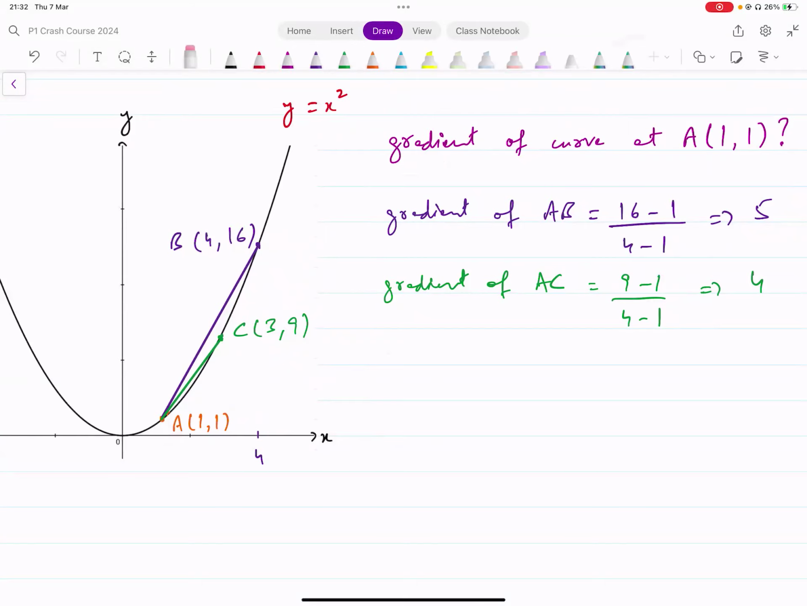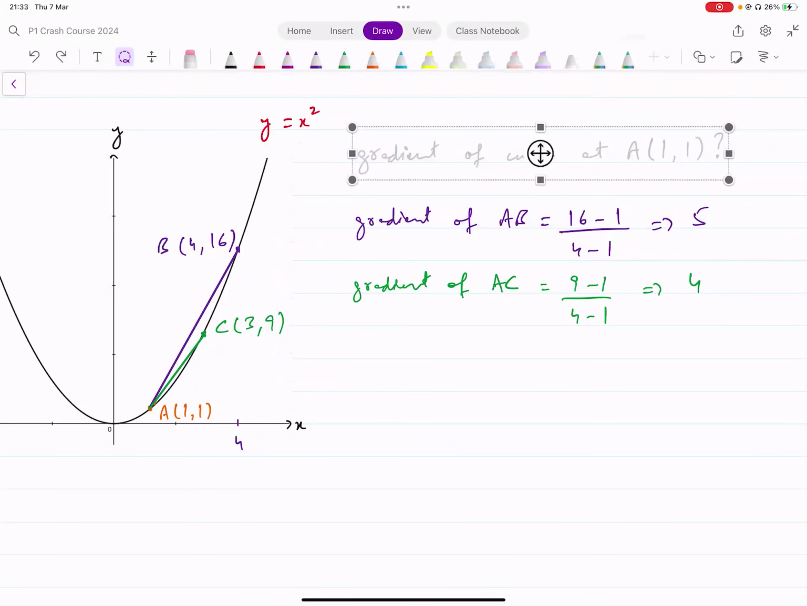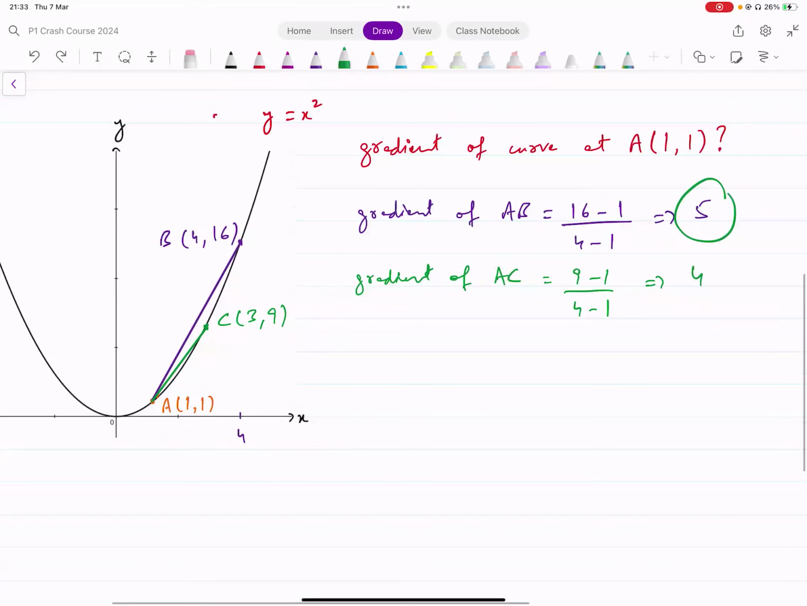Is that a good estimate for the gradient of the curve at this point A? It's still not very good because, again, the tangent's direction was this, and AC is much steeper than that. It's still not a very good estimate. But is it better than before? Is it better than 5? Sir, it's better than before, right? It's better than before. Yes, Abdullah?